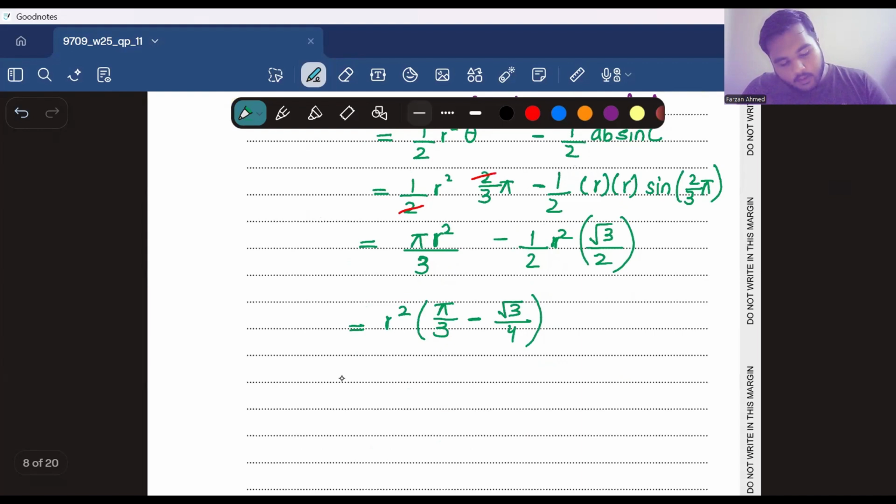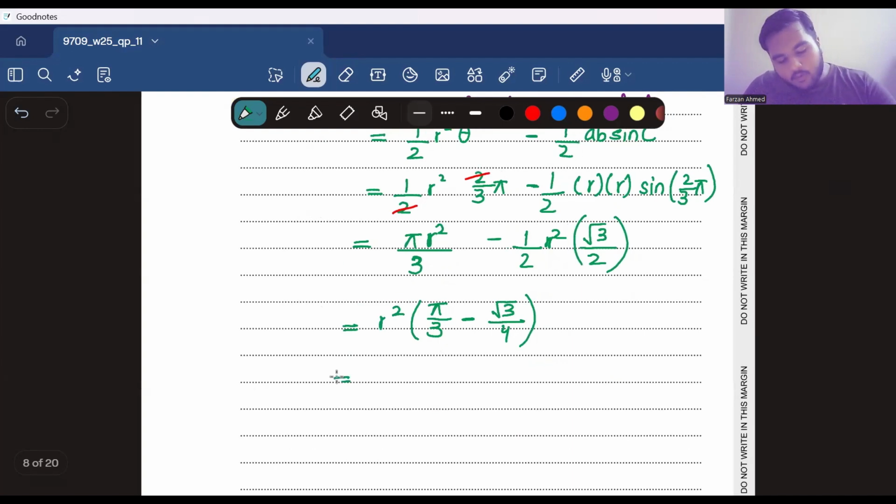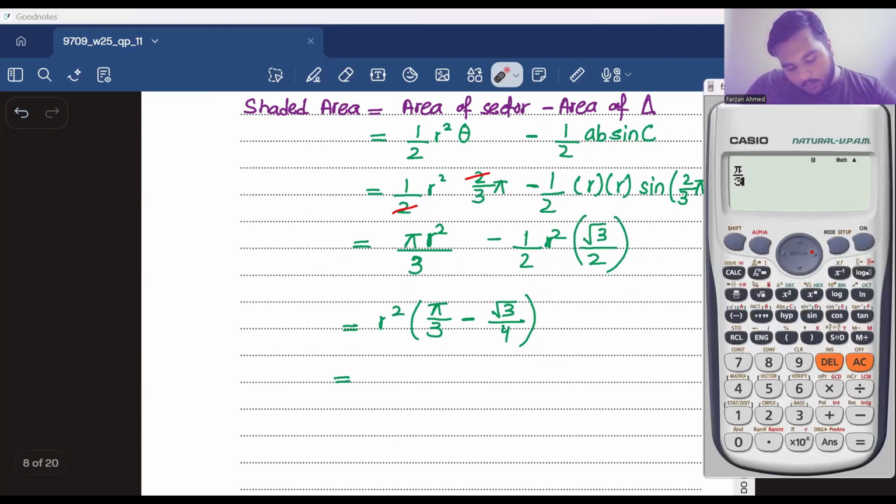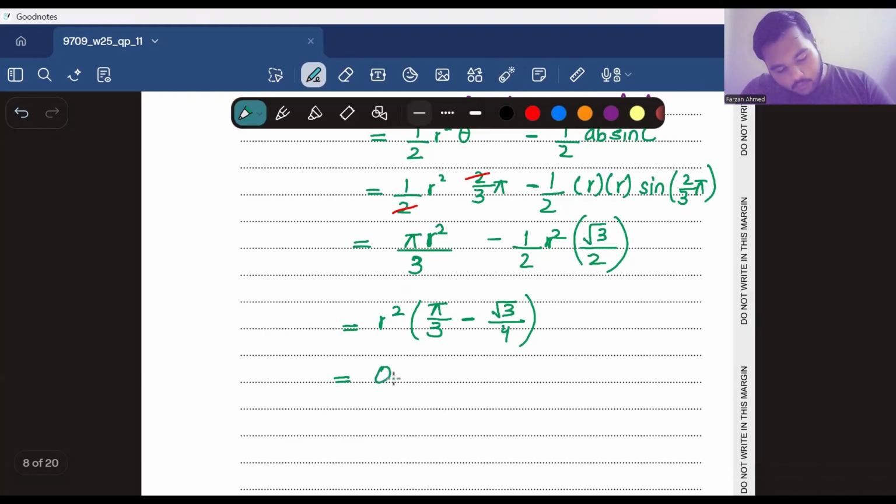So when we calculate this, pi upon 3 minus square root of 3 over 4, the answer we got is 0.614. So that's how we have shown 0.614 r square. This is how we have shown it.